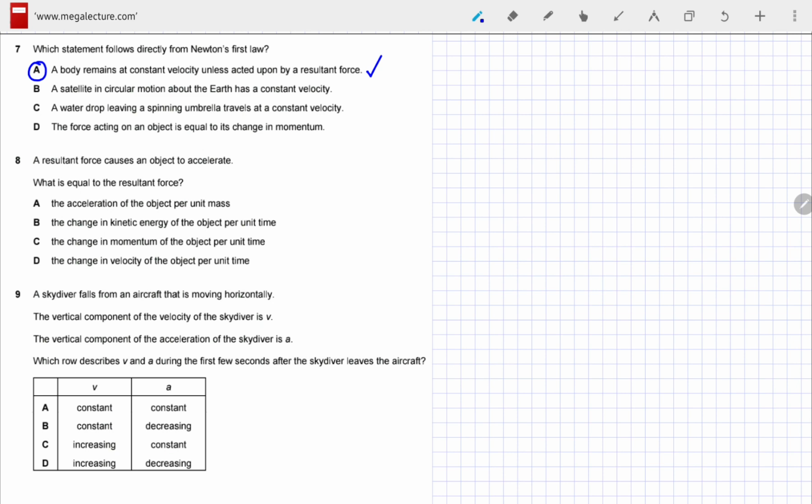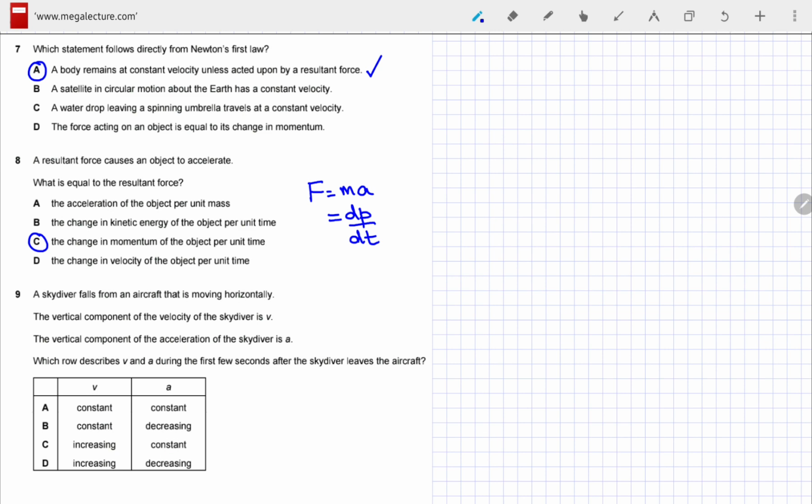Question number 8 says, a resultant force causes an object to accelerate. What is equal to the resultant force? Well, we know what a force is, right? Force is mass times acceleration, but it is also written as the rate of change of momentum, dp by dt. So the correct option in this case is option C, the change in momentum of the object per unit time.